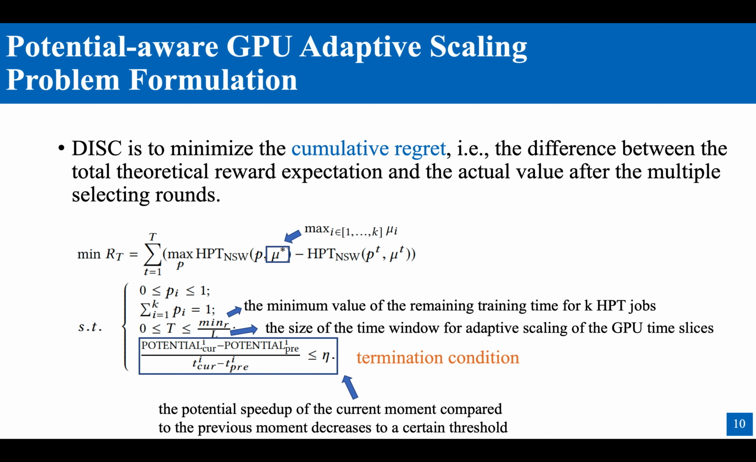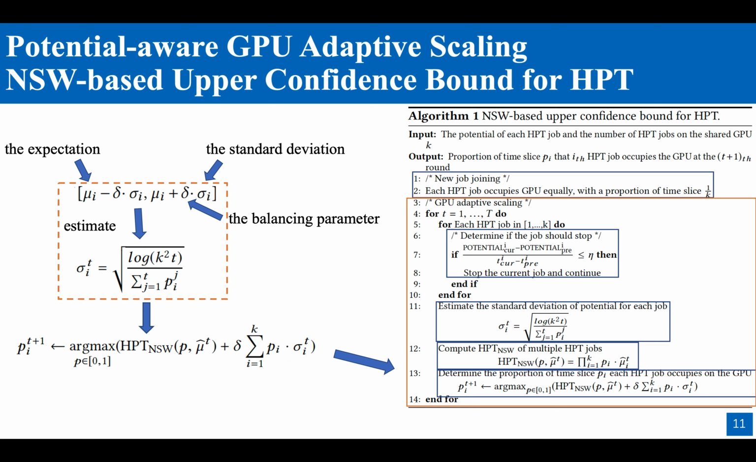Now it's time for problem formulation. We want to make the value of the cumulative regret as small as possible with several constraints. The cumulative regret is the difference between the total theoretical reward expectation and the actual value after multiple selecting rounds. These constraints are quite obvious. For example, the termination condition of an HPT job is that the potential speedup of the current moment compared to the previous moment decreases to a certain threshold.